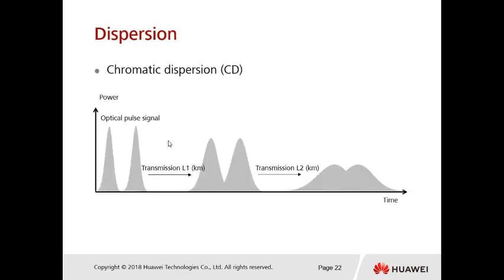Another feature is dispersion. We already introduced one dispersion, that is mode dispersion. We have another dispersion we call chromatic dispersion. You can check this picture. For example, at the source station I want to send 3 bits to the sink station. These 3 bits may be 1, 0, 1. But in the optical layer, how do we represent the 1, 0, 1? We can use optical pulses.